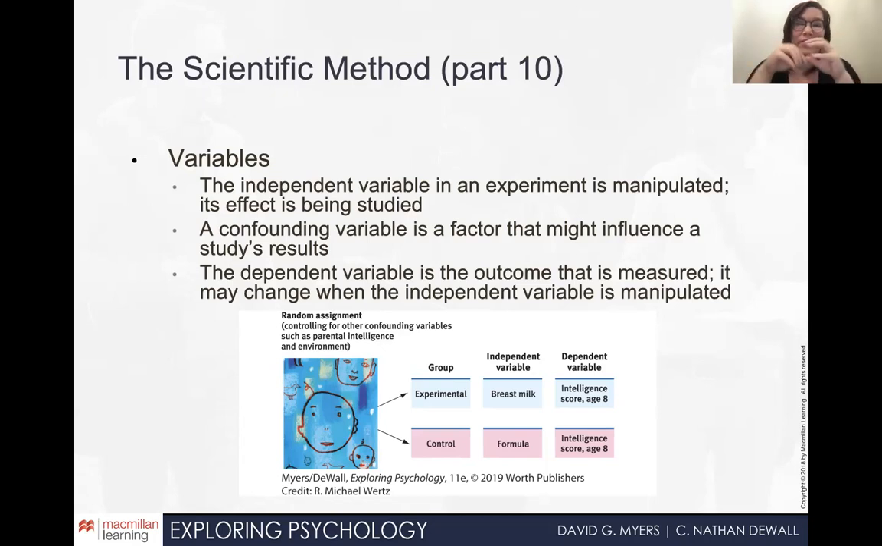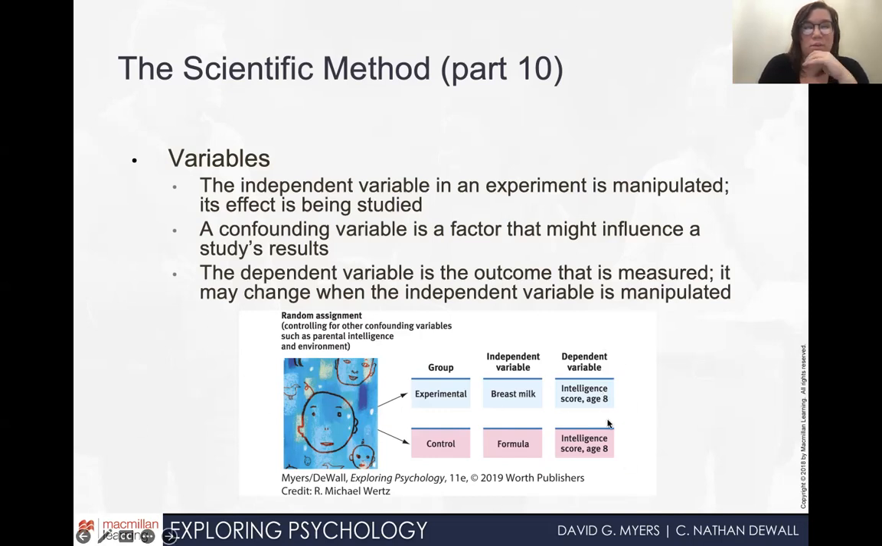The dependent variable is what happens. It's the outcome that is measured. It may change when the independent variable is manipulated. So the independent variable is the one we are changing, right? And we're fluctuating. It's independent of all these other variables. The dependent variable depends on what happens to that independent variable. What happens to that depends on what's being manipulated.